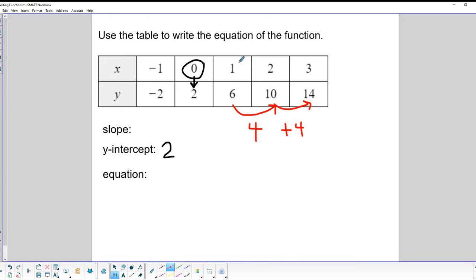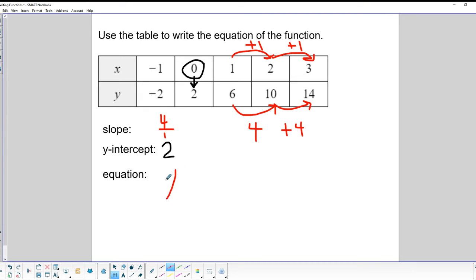What about in the x direction? If you look at the top one, to go from 1 to 2, that would be an increase of 1. And to go from 2 to 3, that would be an increase of 1. So the change in y over the change in x would be 4 over 1.